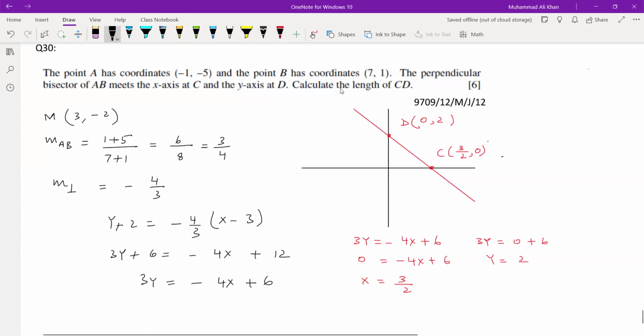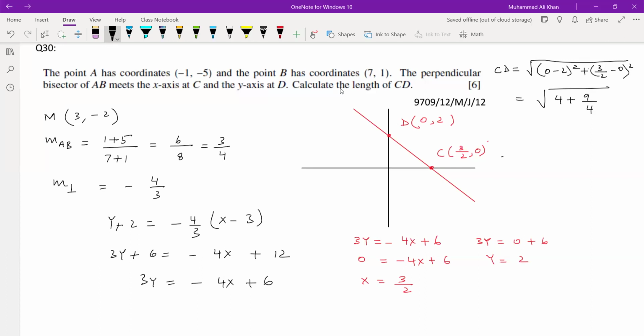We have to use the distance formula. So CD equals under root y2 minus y1, 0 minus 2 whole squared, plus x2 minus x1, 3 upon 2 minus 0 whole squared. So it is 4 plus 9 upon 4. It is under root 25 over 4 and the final answer is 5 over 2. This is the final answer, the length of CD. Hopefully the question is clear.